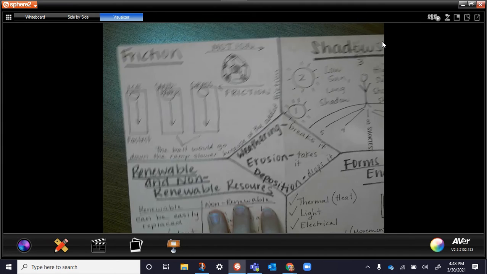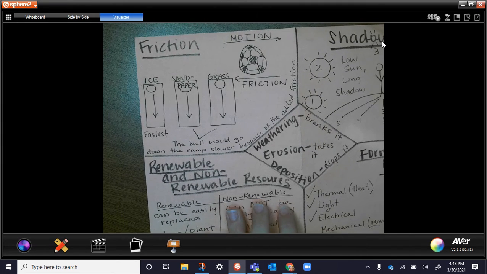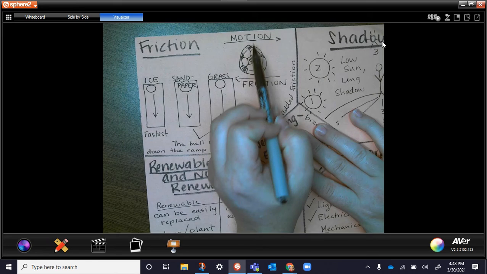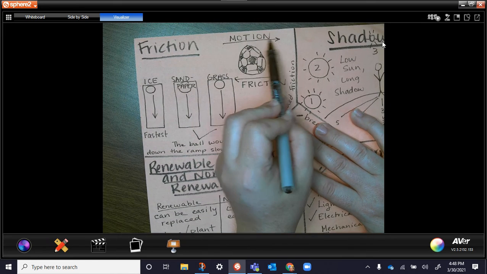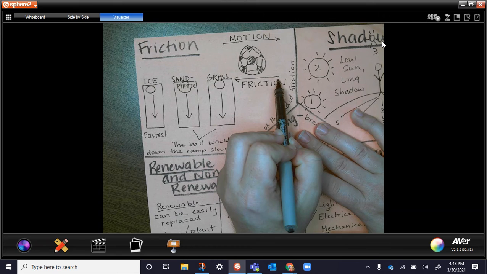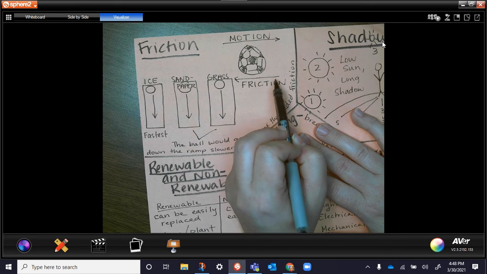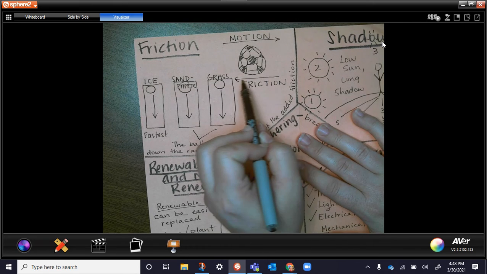All right, next, friction. All right, friction is an opposing force. If the motion of this soccer ball is going to the right, friction is going to work and it's going to be an opposing force. So friction is going to work the opposite direction and push against it.